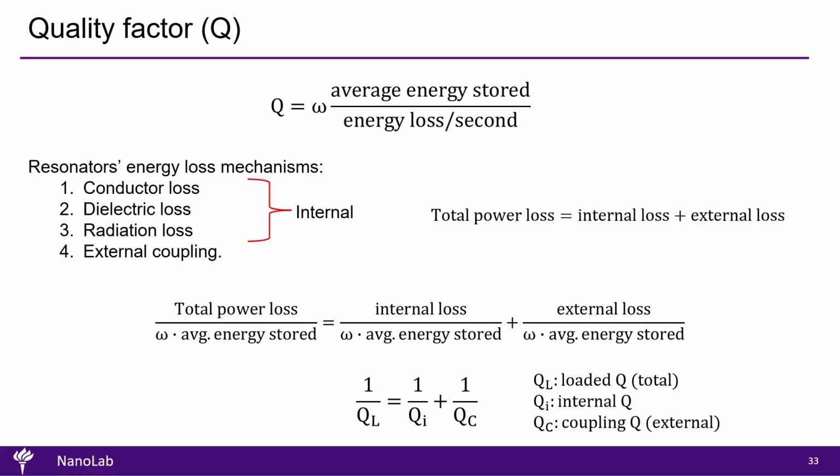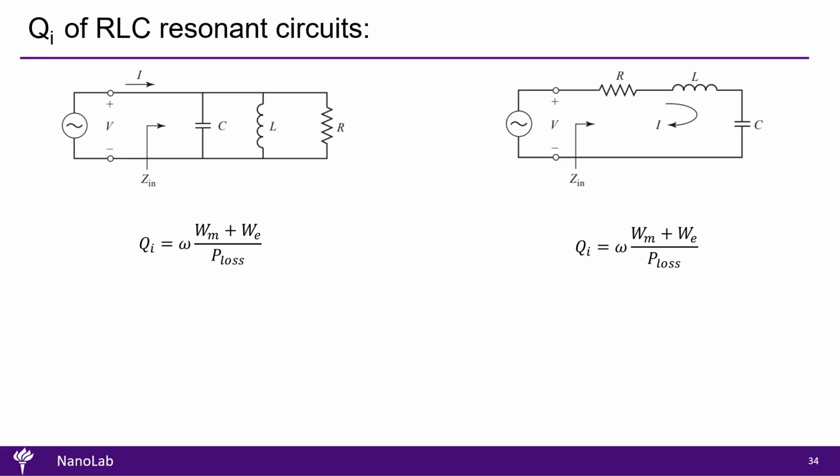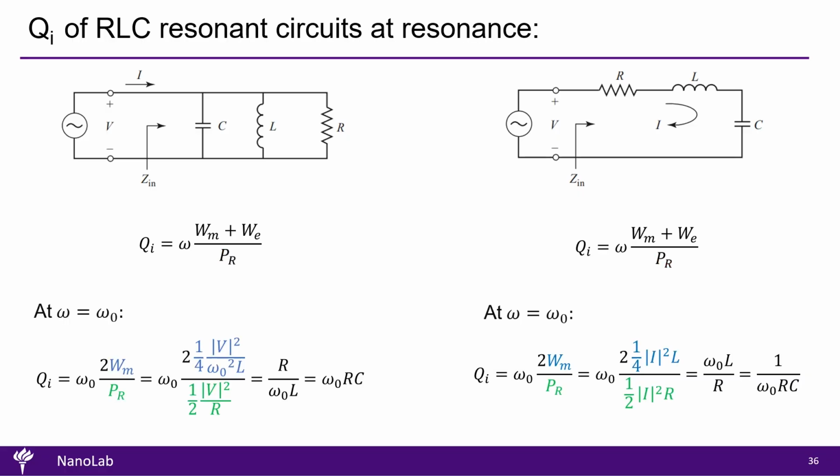In RLC resonators, the average energy stored is the sum of the magnetic energy in the inductor, Wm, and the electric energy in the capacitor, We. As we learned, internal losses can be caused by conductor losses, dielectric losses, or radiation losses. Although they arise from completely different physics, in the resonator analysis we can lump them together into R, because, from the resonator's point of view, all of them do the same. They remove energy per cycle. Therefore, at resonance, the QI can be expressed as a function of omega 0, R, C, and L, as shown in these equations for both configurations.